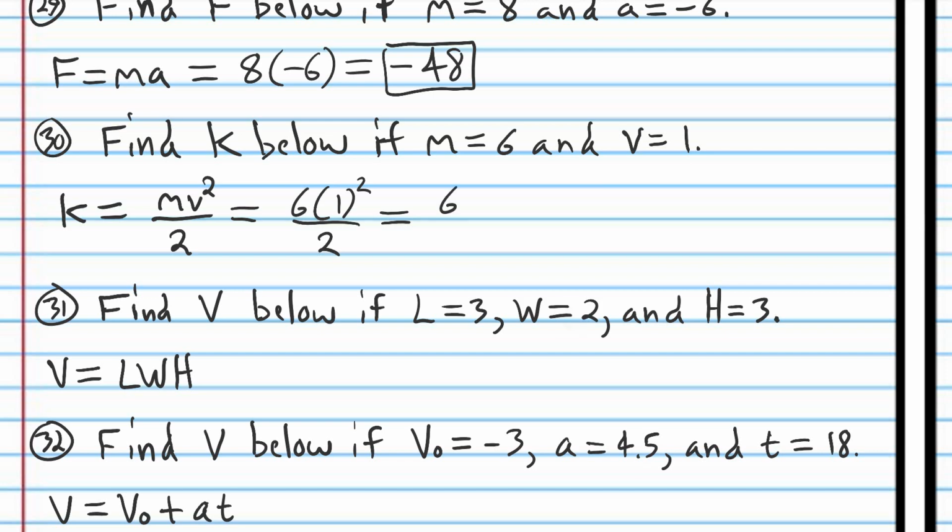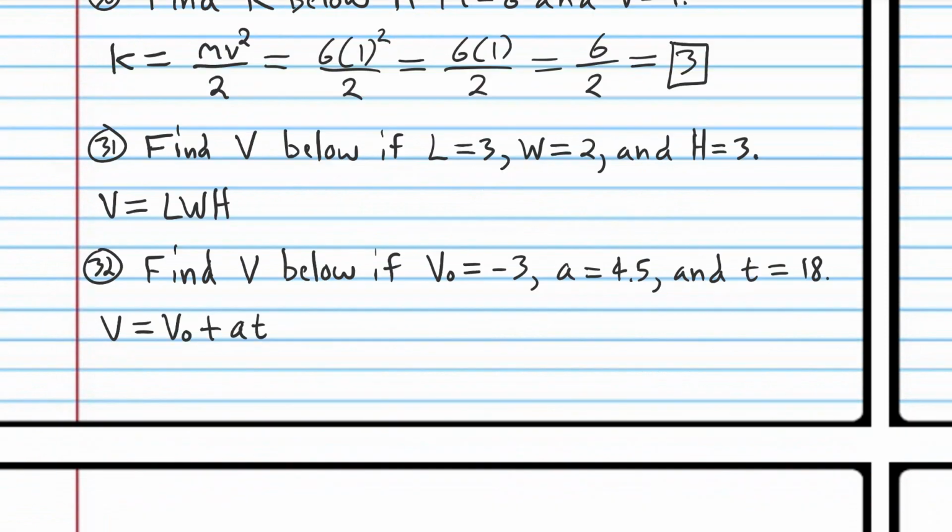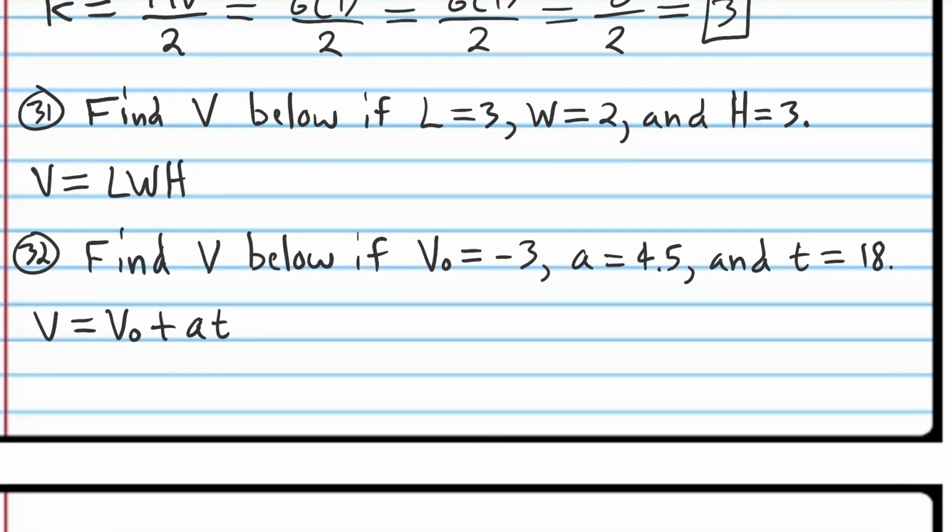And 1 squared is equal to 1. 1 to the second power is equal to 1. 6 times 1 is 6. And now we have a fraction sign, which means division, so 6 divided by 2 is 3. So if you got 3, good job. All right, do number 31, and when you come back, we'll do it together.